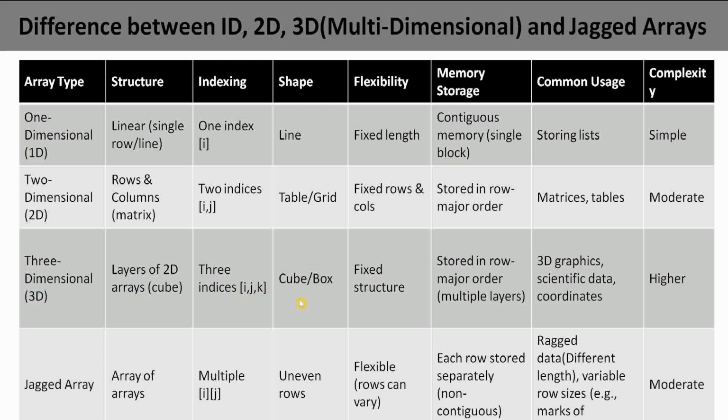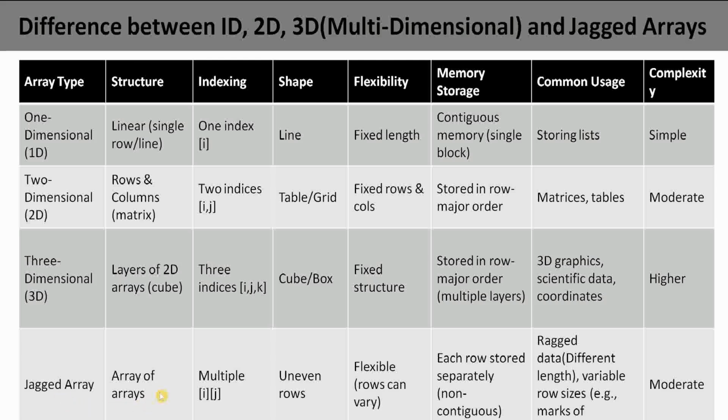So it is shaped like a cube or box. So it is a fixed structure where we put some fixed layers, fixed rows or columns. It is stored in a row major order, multiple layers. It is supportable into this 3D array, and its main usage is in 3D graphics, scientific data or coordinates, and it is a higher complexity level. Because here we have multiple layers, multiple rows or multiple columns, its complexity level is higher as compared to all other arrays.